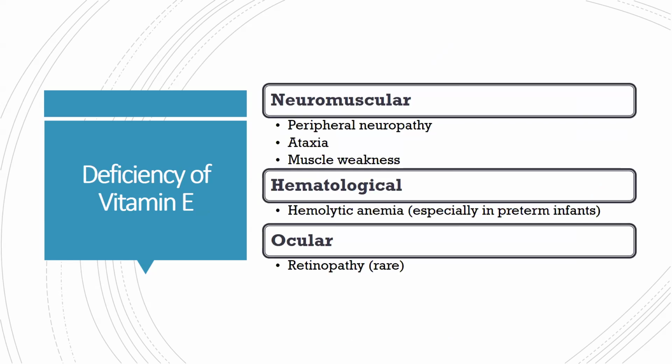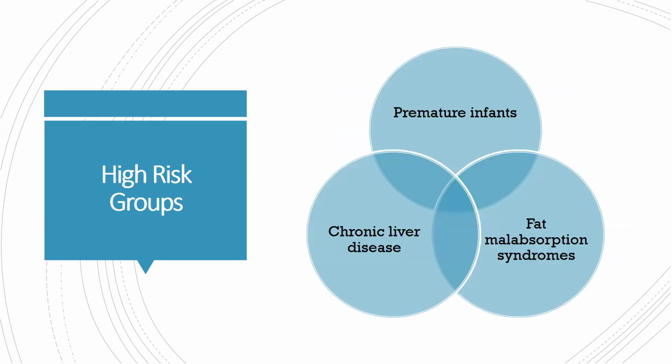Deficiency of vitamin E involves the neuromuscular system, which includes peripheral neuropathy, ataxia, muscle weakness. Hematological involvement will be hemolytic anemia, especially in preterm infants. Also retinopathy, although it's rare. High risk groups are premature infants, those with chronic liver disease, and those with fat malabsorption syndromes.